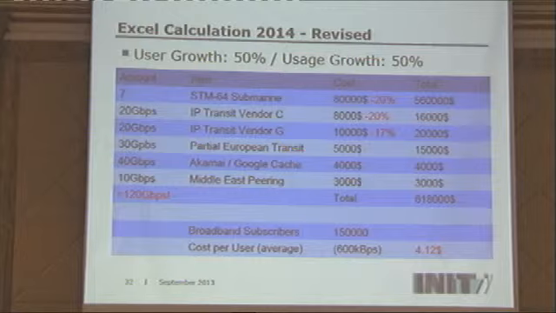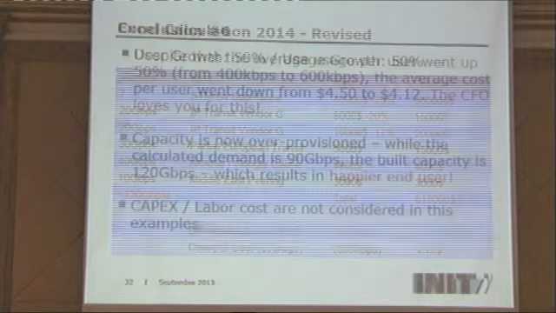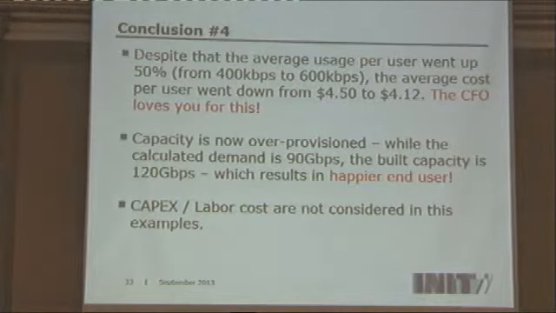It sums up to $618,000 per month. Again, divided by the broadband subscribers of 150,000, cost per average user is $4.12, which is lower than we had last year in 2013. It was $4.50. And despite that, the average usage per user went up 50%, from 400 kilobit to 600 kilobit. The average cost is down, and your CFO loves you for this.